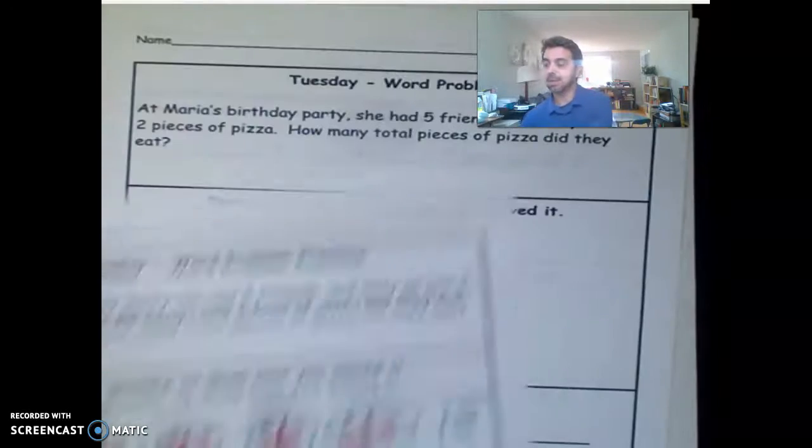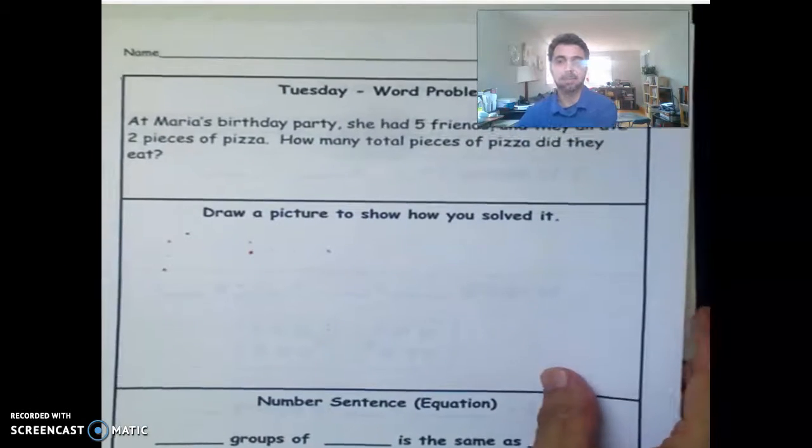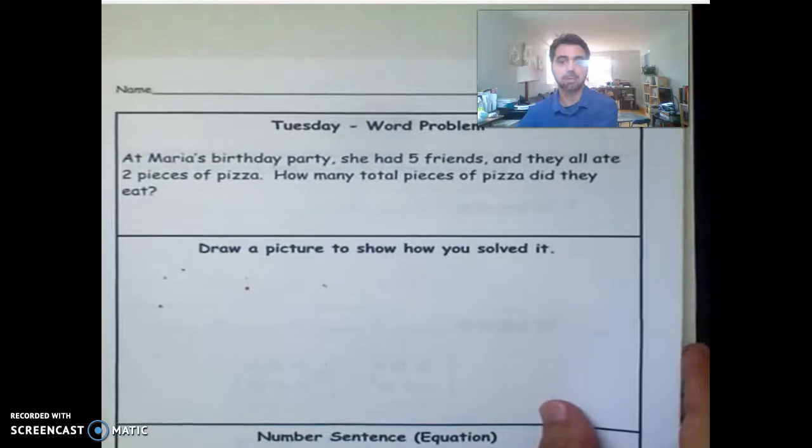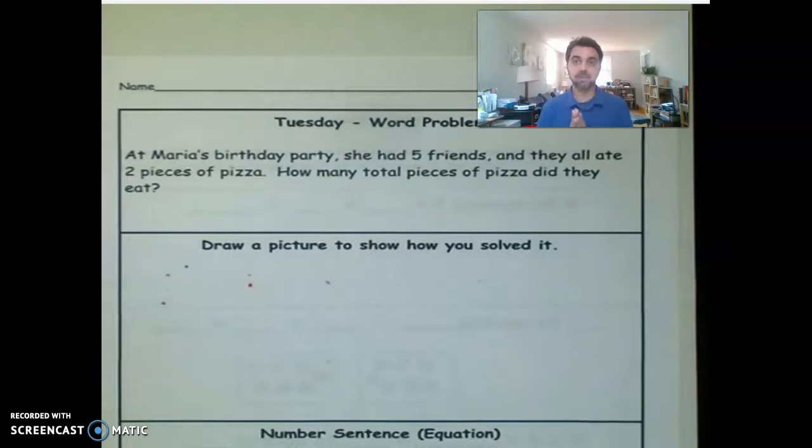All right, so if we go to the next page, there's another word problem. I'm going to read it to you, and your job is to finish it after the video, okay, the same way that we did it. Or you can draw it one of the ways that I did it, or maybe you have a different way of drawing it. Okay, so at Maria's birthday party, she had 5 friends.